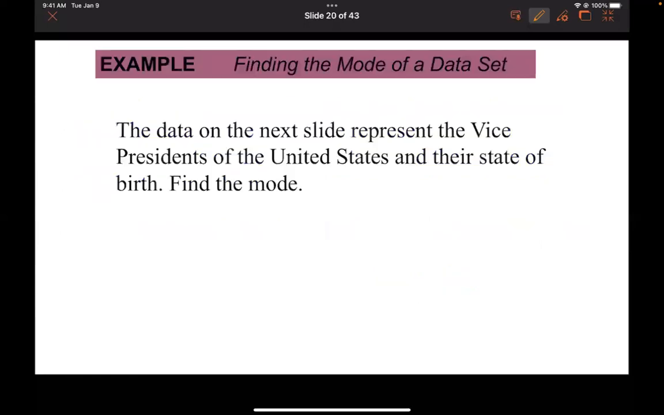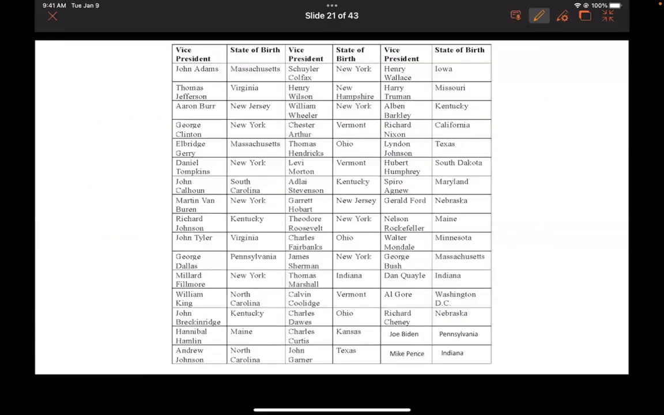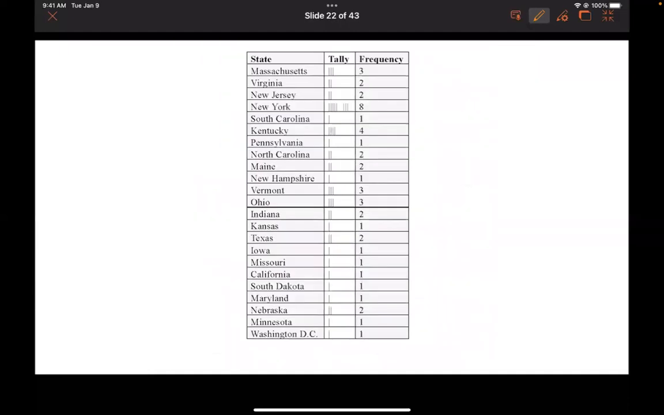It's there. All right. The data on the next slide represents the vice presidents of the United States. Not all of them, because I know Kamala Harris isn't on there. I can't remember if Mike Pence is on there or not, but it's all of them and their places of birth. Oh yeah, Mike Pence is on there. Here are all of the vice presidents, except for Kamala Harris, and where they were born. I'm not going to make you look at this and analyze it because I already did that.